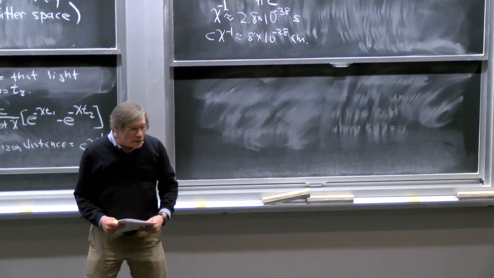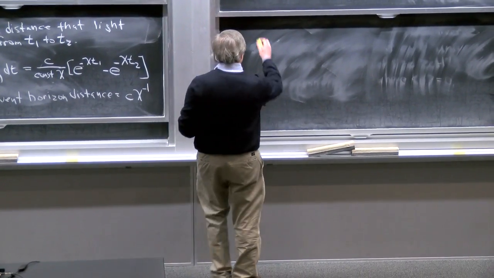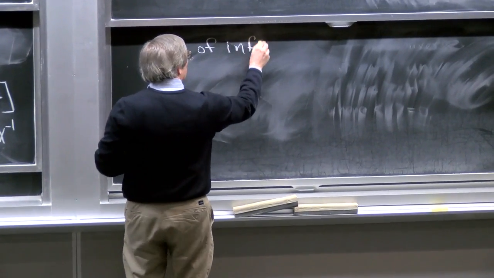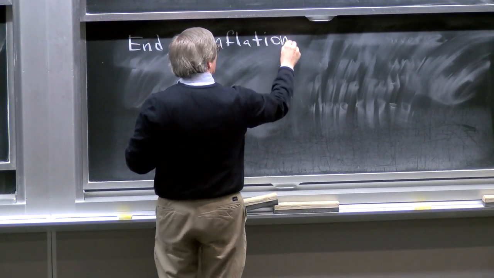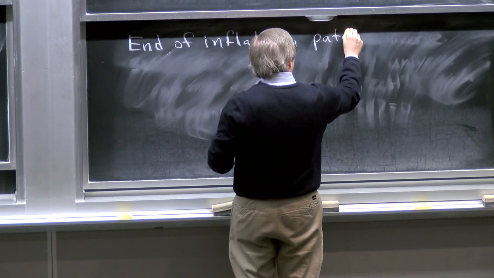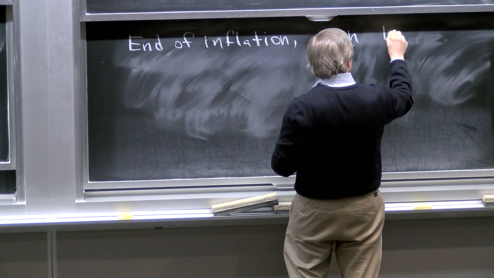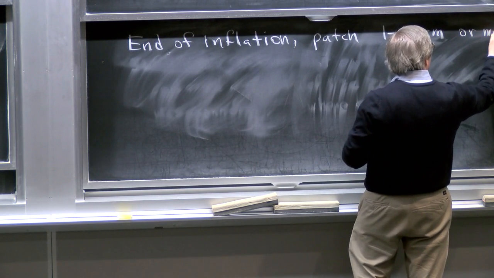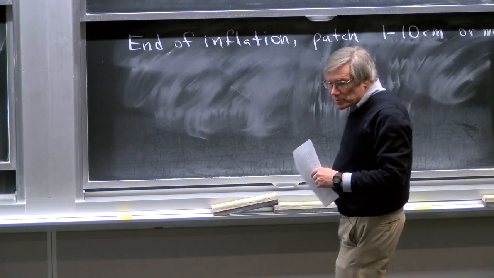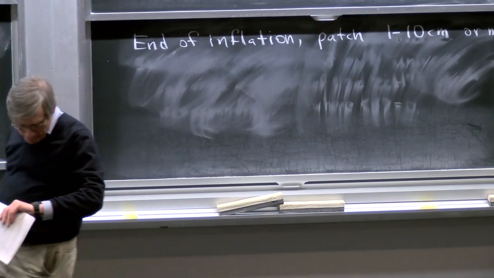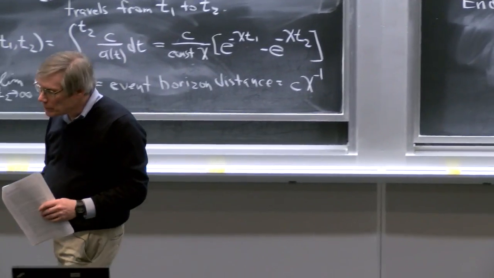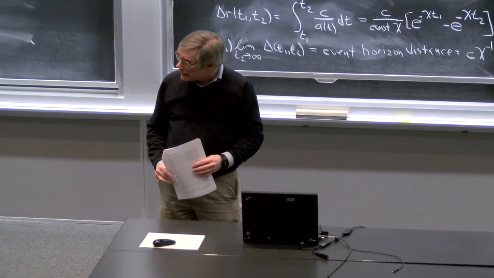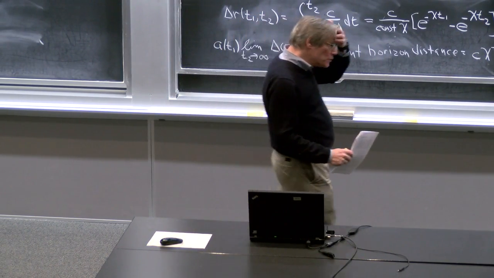And then we would need enough inflation so that at the end of inflation, the patch should be on the order of maybe 1 to 10 centimeters or more. Has to be at least about this big, but could be much bigger. There's no problem with it being much bigger. Much bigger would just mean there was more inflation than you minimally needed. There's no problem with having too much inflation.